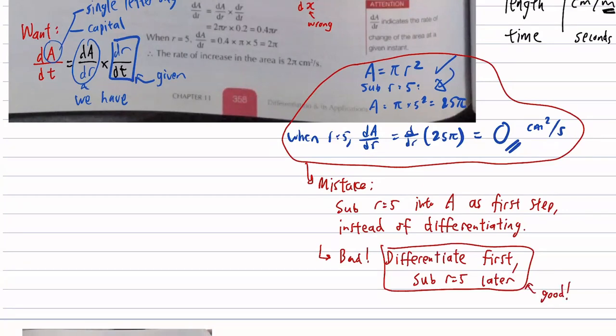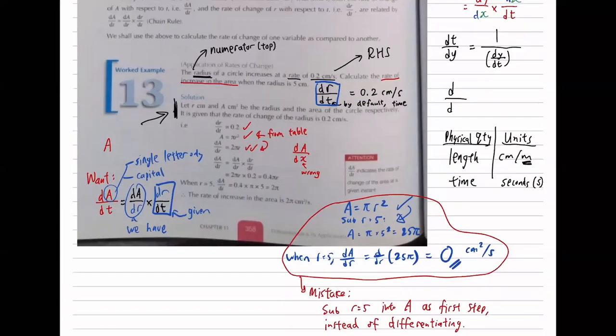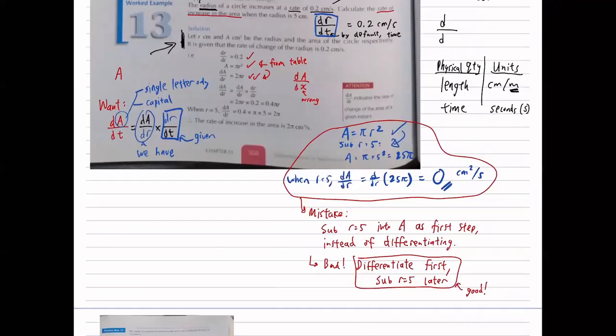Good. Okay, differentiate first, sub r equal to 5 later. Okay, that is the example done. Any questions? No? Okay, now we go on to the true question, the kind of questions that you should see normally.